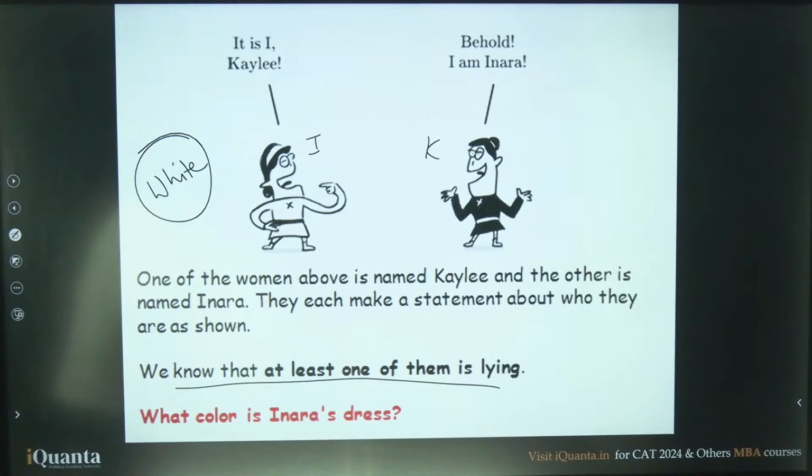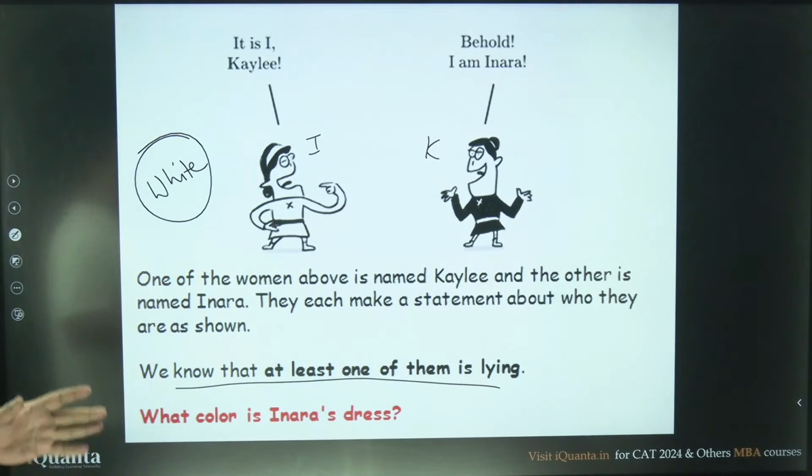Now is that clear, everyone? People who did not get the logic, now is it clear? Both cannot be true. If one of them is lying, then the cases are contradictory.